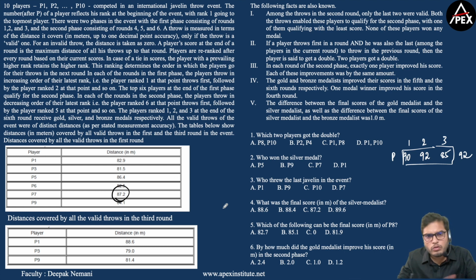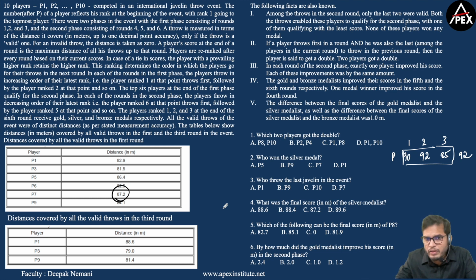We are also given an additional 5 statements. Now let's look at those statements. The following facts are also known. Among the throws in the second round, only the last 2 throws were valid. Both the throws enabled these players to qualify for the second phase, with one of them qualifying with the least score. None of these players won any medal.